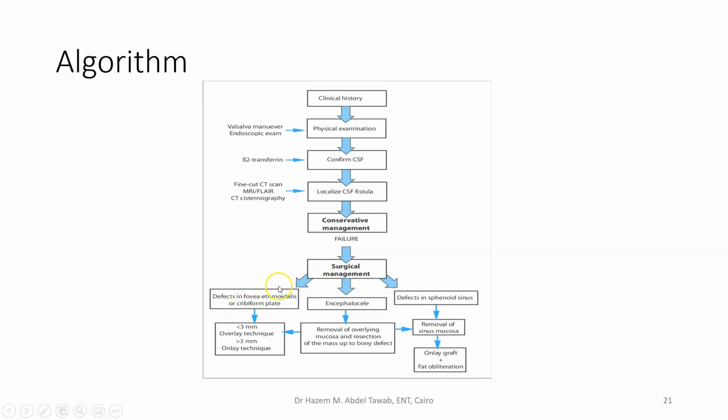If the defect is in the fovea ethmoidalis and cribriform plate, which is actually the most common, then if it is less than 3 millimeters, a small defect, the overlay technique is used. If it is bigger than 3 millimeters, then the onlay technique will be used. And as I have said before, you can use more than one graft. You can use fibrin glue after that, and you can use oxidized cellulose or BIPP packing for 7 to 10 days.